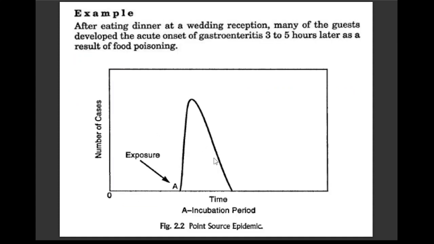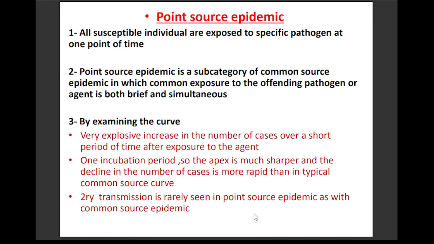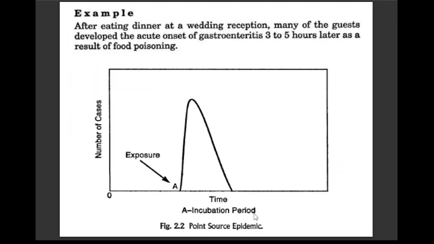This is not seen in the point source epidemic. In a point source epidemic, there is an immediate rise and an immediate lowering of the number of cases. A very explosive increase in the number of cases over a short period of time can be seen. Once the incubation period has been attained, the apex is much sharper and the decline in the number of cases is more rapid than in a typical common source curve. In this case, secondary transmission is rarely seen, as it was in the common source epidemic.